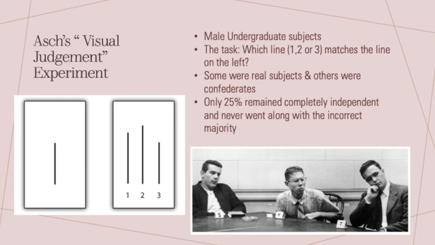So during these times, the real subject would become extremely confused and bewildered, as in the picture at the bottom of the slide in the middle participant. They would often second-guess themselves, very confused. The conclusion of the experiment was that most people fell into the category of intermediate degrees of conformity, meaning sometimes they held their own, but sometimes they would conform their answers to the visual tasks of the group, or what the group norm was. Only 25% remained completely independent and never went along with the incorrect majority.